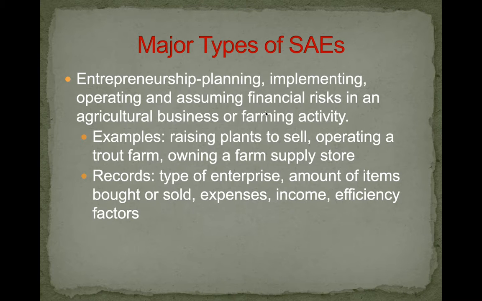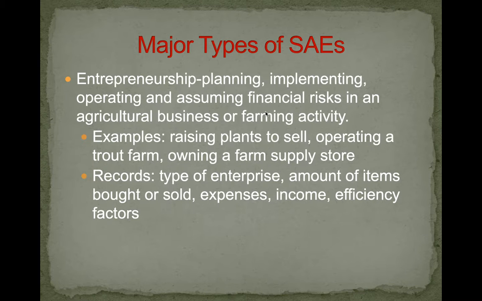You can see the examples in here: raising plants to sell, operating a trout farm, owning a farm supply store. All of these are examples of something where you own a business or are running a business. I had a student one time that decided they wanted to do a landscaping business, and so they borrowed some equipment and they started cutting grass for people and kind of developed their own landscaping business. So, entrepreneurship is more or less where you are starting something from scratch that's yours, and you are performing a service, or providing some sort of a product for the public.